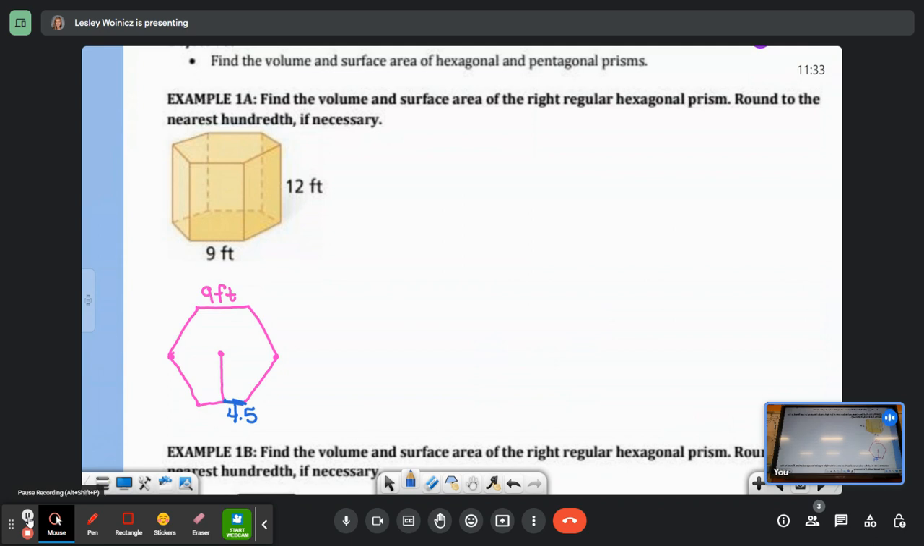And then we also know that this is a 6-sided figure. So how could I find this central angle? Remember, it's 360 if I spin around in the middle. I'm going to chop that up into 1, 2, 3, 4, 5, 6 equal chunks. So I take my 360, divide that by 6, and what do I get for that angle measure? It's 60 degrees in there. That's your central angle.